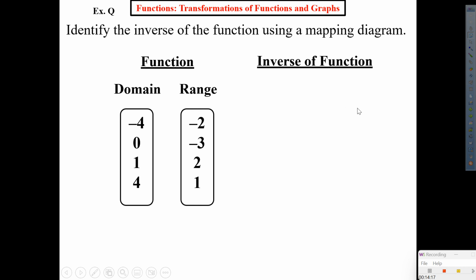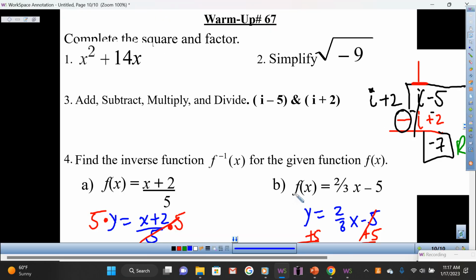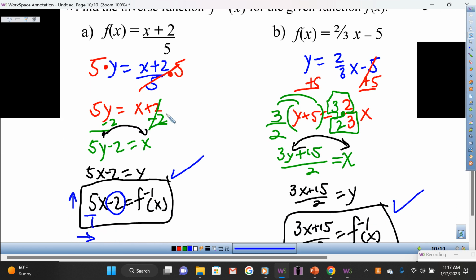Now, before I do the next portion, keep in mind what we've been doing with inverses. Look at the warm-up. Frida gave us this. Tell your neighbor at what point it became the inverse and why. Where did it become the inverse? Okay, everybody got it? All right. So, at what point did it become the inverse? Frida. When you switch the y and the x.